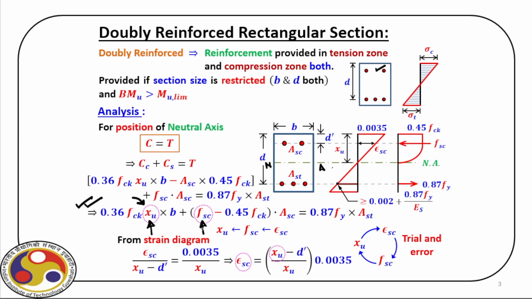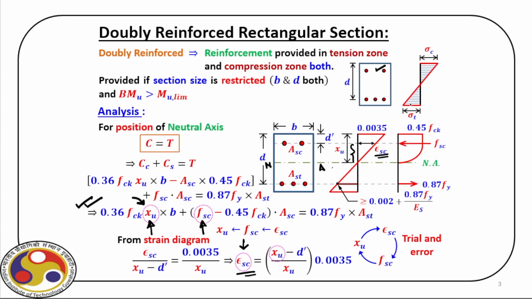So epsilon SC, the strain in the compression steel, divided by XU minus D prime, the distance from the neutral axis, is equal to the strain in the extreme compression fiber divided by XU. From that we get epsilon SC equals (XU minus D prime) by XU times 0.0035. So we can find epsilon SC, and the moment we find epsilon SC, from that we can also quantify the respective stress in the steel.